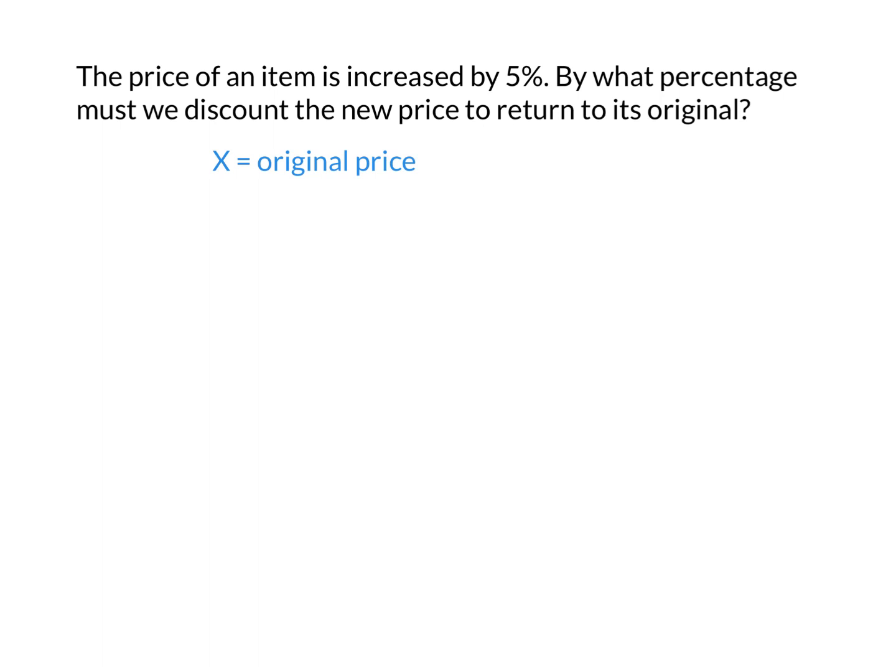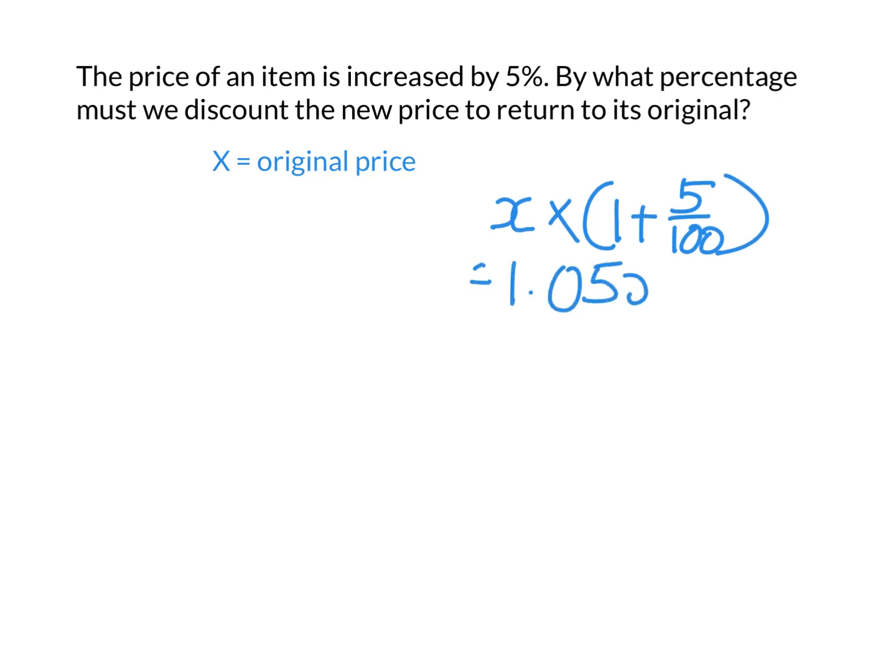So if we increase the original price by 5%, we're going to take it and multiply by 1 plus r, in this case 5 over 100. So after we've increased by 5%, the new price will be 1.05x. So in order to return to the original, we need to subtract 0.05x, because 1.05x minus 0.05x gets us back to 1x, gets us back to the original price.